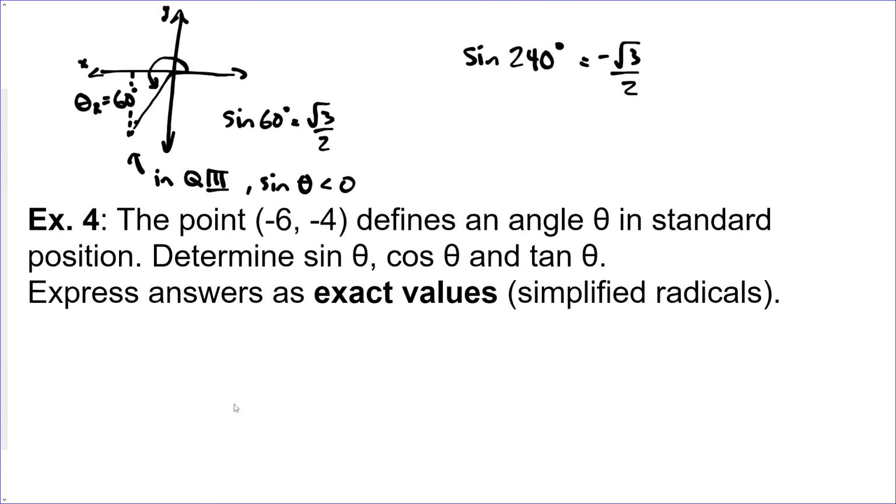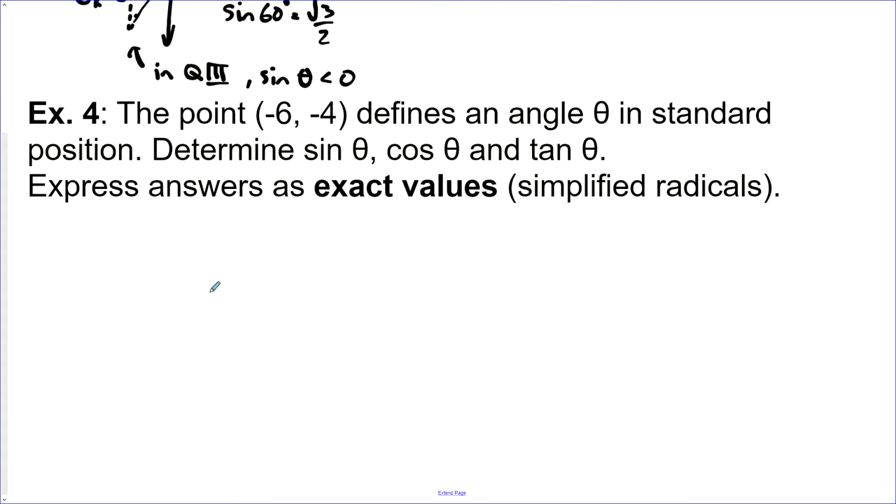Let's look at example 4. We have a point (-6, -4). So let's put that on our graph. -6, 1, 2, 3, 4, 5, 6 would be here on our x-axis, and -4 on our y-axis would be 1, 2, 3, 4. So somewhere down here is our point. And it defines an angle theta in standard position. So that would be going back here to the origin and starting at the positive x-axis. So this angle right here is our theta.